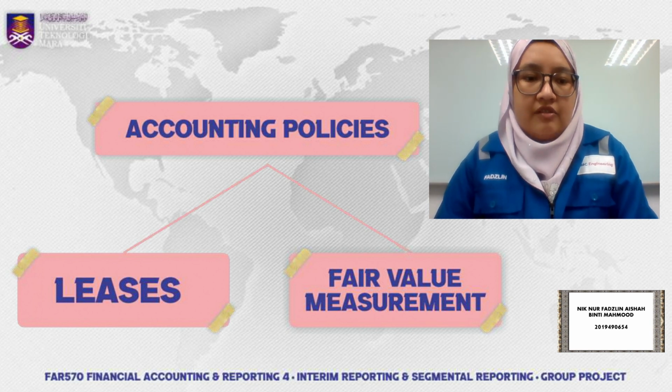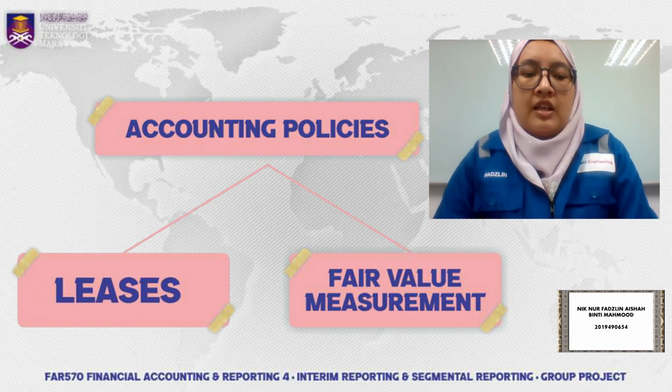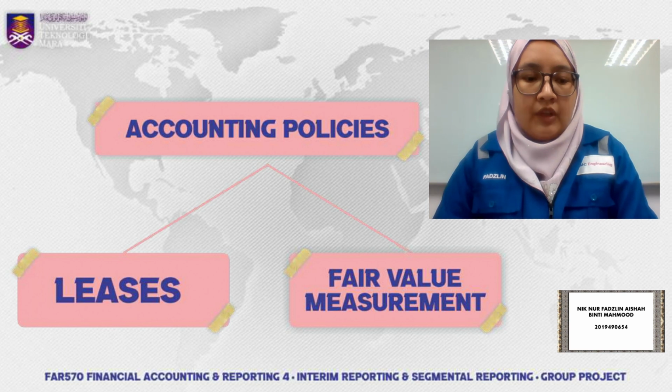MFRS 16 Leases is intended to provide greater transparency by eliminating off-balance sheet leasing transactions. MFRS 16 requires that a lessee applies a right-of-use asset accounting approach that will recognize an asset on the lessee's balance sheet, representing its right to use the leased asset over the lease term, and recognize a corresponding liability to make lease payments. The second accounting policy is fair value measurement under MFRS 13.